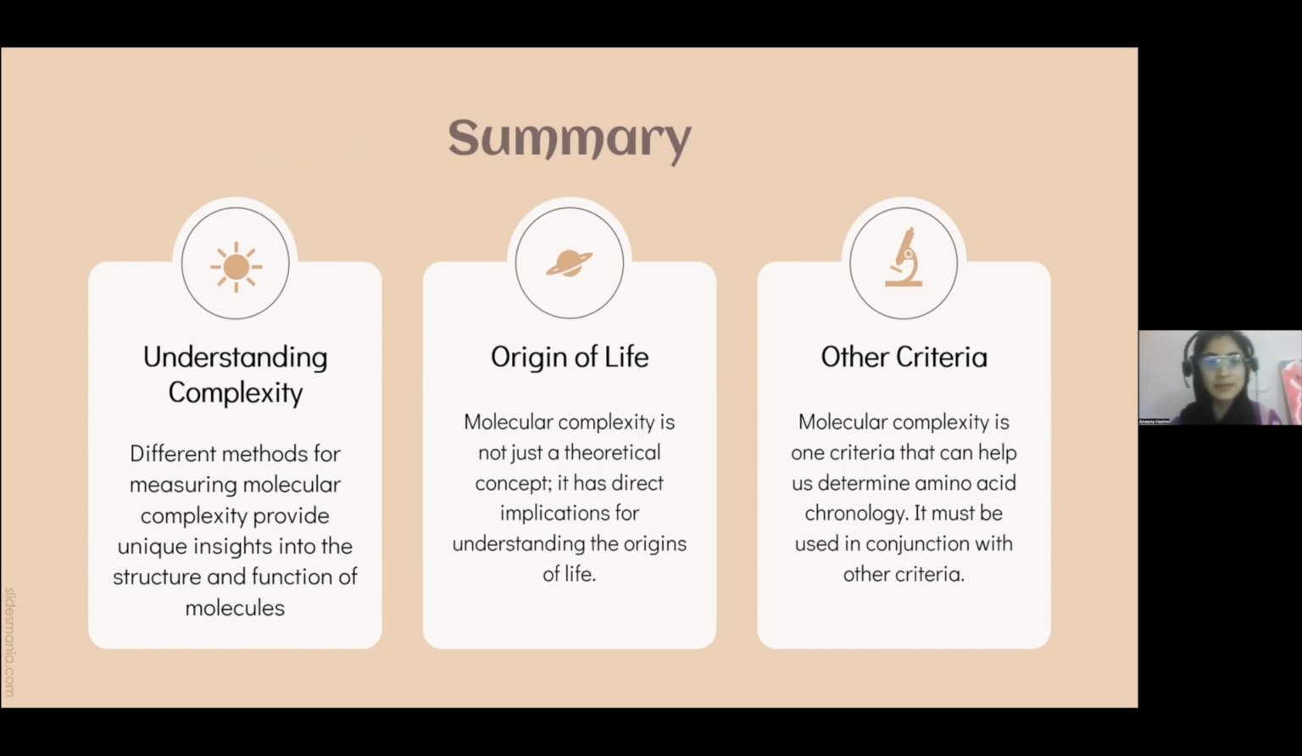And to summarize my presentation, there are different methods of measuring how complex a molecule is. If we apply these complexity measures to amino acids, we can understand which amino acids came first and which amino acids came later. But molecular complexity is not the only criteria that we should be using. We have other criteria that my group mates are using, such as meteorite data and experimental data. Thank you.